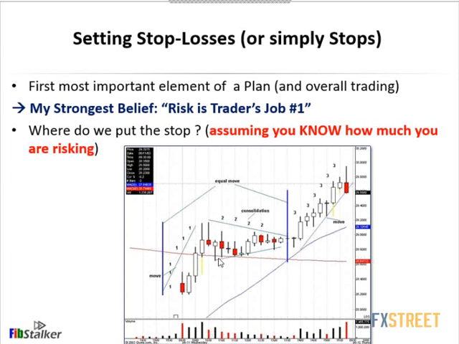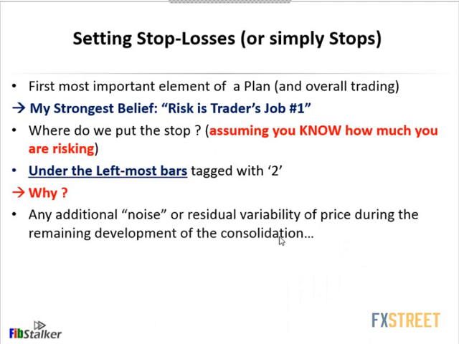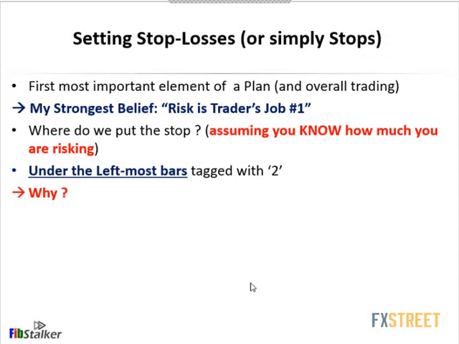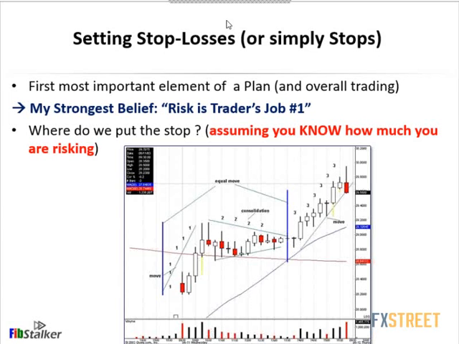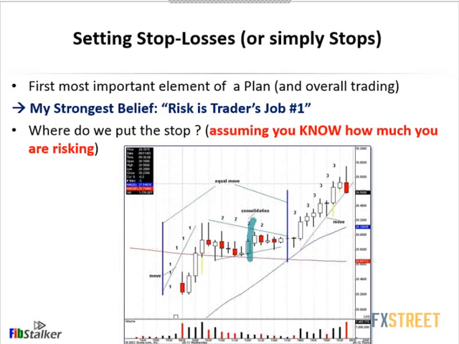So where do we put it then? Again, after the leftmost bars, target with 2. Why? Because the idea here is that any additional noise or residual variability that can come from price during the remaining development of the consolidation, because remember, we are still in the consolidation here. We are preparing our plan. Let's say that we are here. Okay, so this level has been printed already. We are still within the consolidation. The consolidation is still developing here.